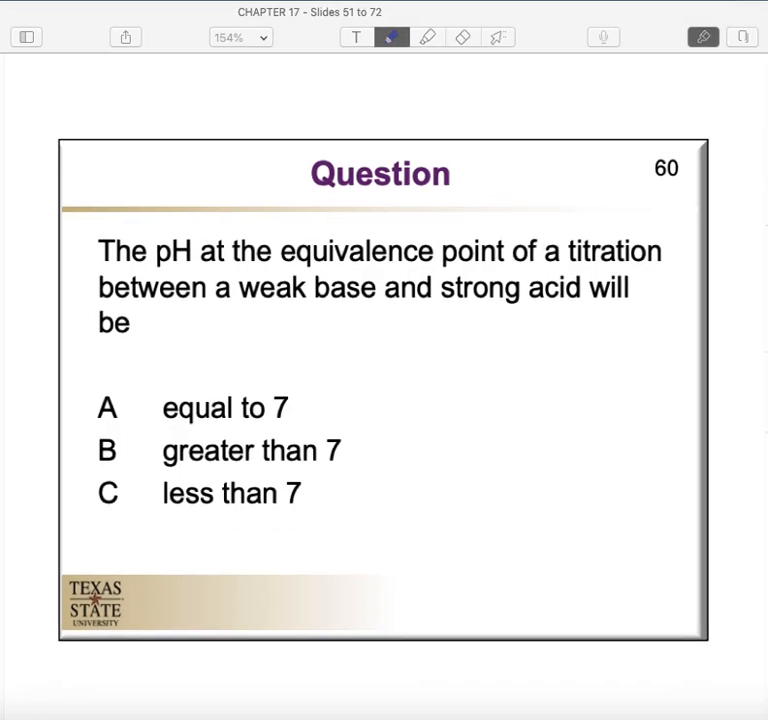All right, the pH at the equivalence point for a titration between a weak base and a strong acid will be... Well, we actually have not talked about this just yet, and we will in just a few slides, or in the next slide for that matter. But basically, the behavior is going to be the complete opposite of a weak acid strong base titration. Now we have a weak base and a strong acid, and so we should expect that the pH at the equivalence point will actually be less than 7 because you will be forming an acidic salt.